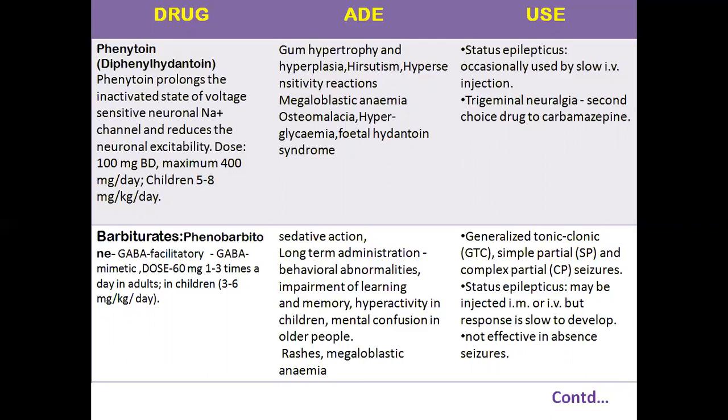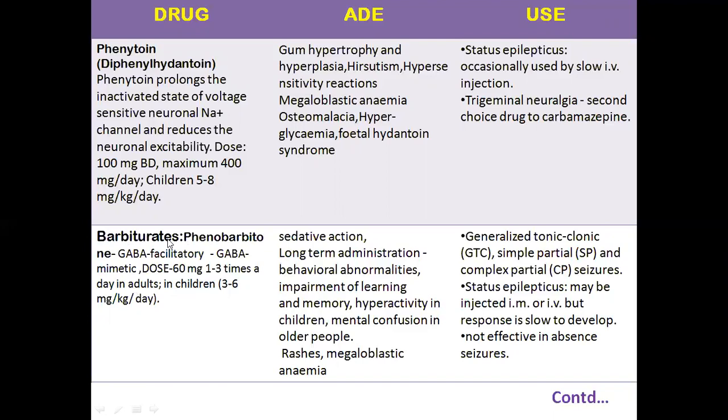It can be used in status epilepticus. Occasionally, it can be given by slow intravenous injection. In case of trigeminal neuralgia, it can be the second choice of drug to carbamazepine. Now, the next category is barbiturates.